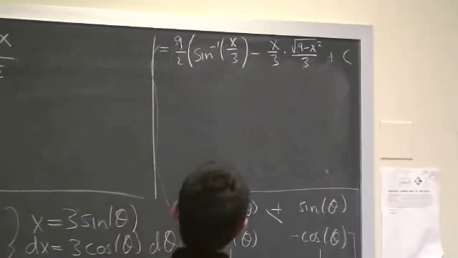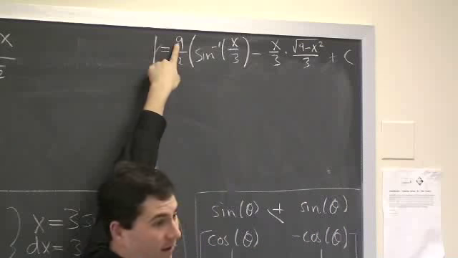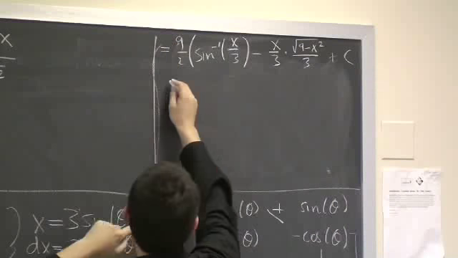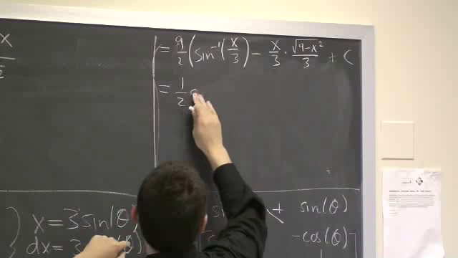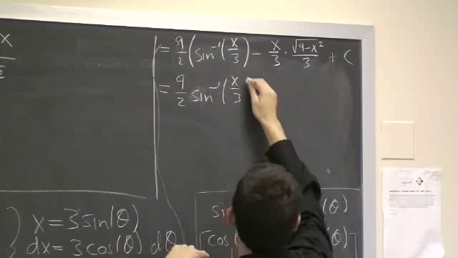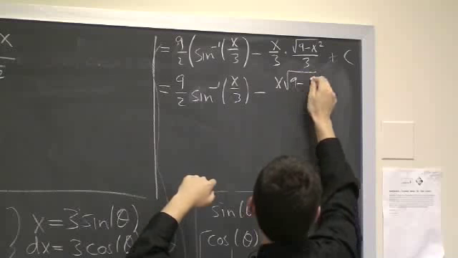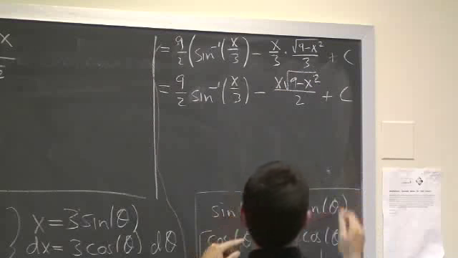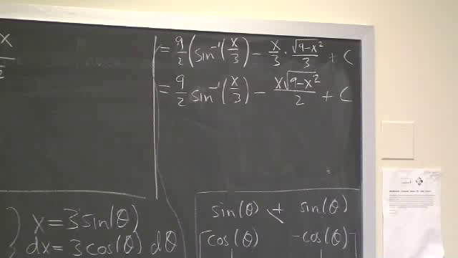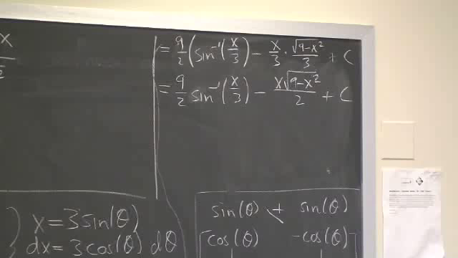Okay, and so, let's see. That's going to give you an over 9. And that'll actually cancel with that 9, so that's kind of cool. So if I move this all in, I get 9/2 arc sine of x over 3 minus x square root of 9 minus x squared over 2 plus c. Okay, that looks nasty, but it's an answer, right? That's our integral.